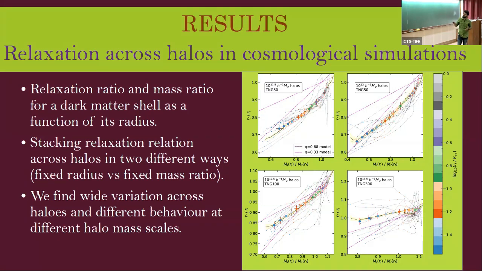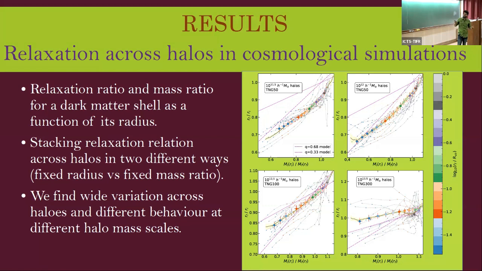For each of the halos, what I'm showing is Rf by Ri, that relaxation ratio, as a function of the mass ratio, the change in the total mass content within that shell. For each halo, I calculate this relaxation ratio and mass ratio at different values of the radius, and the color here represents the radius at which the shell is present in the final hydrodynamic halo.